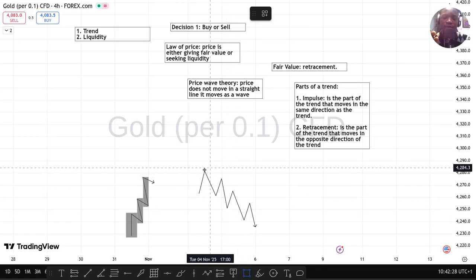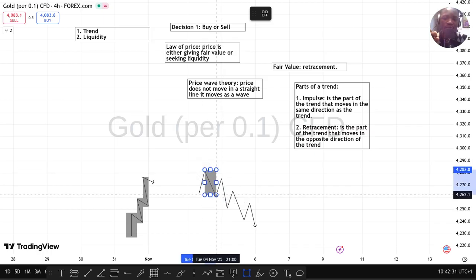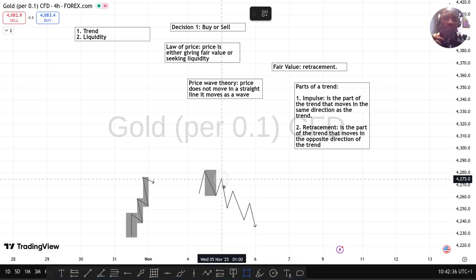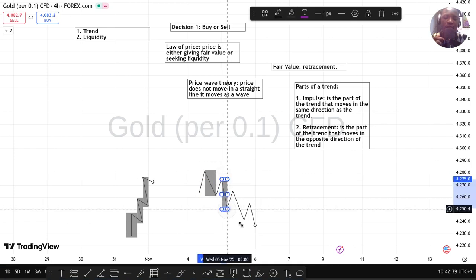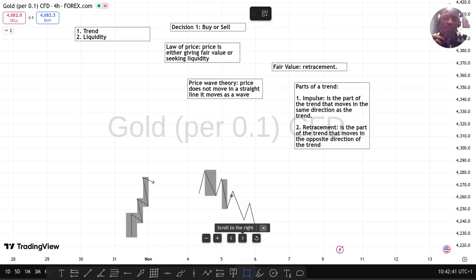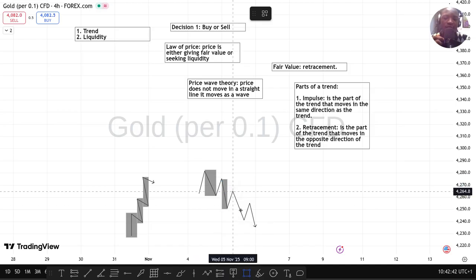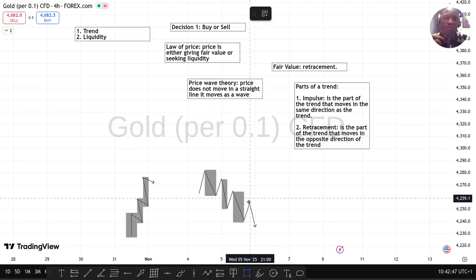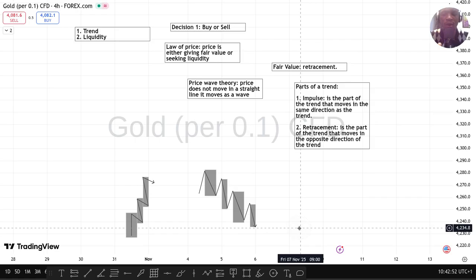So the sell from that high to this low is an impulse move, and then from this high to this low again right here is another impulse move, and then from this high to this low yet again is another impulse move, and from this high to this low another impulse move. So simply, impulse moves are the parts of the trend that move in the same direction as the trend. Capish? So then what are retracements?